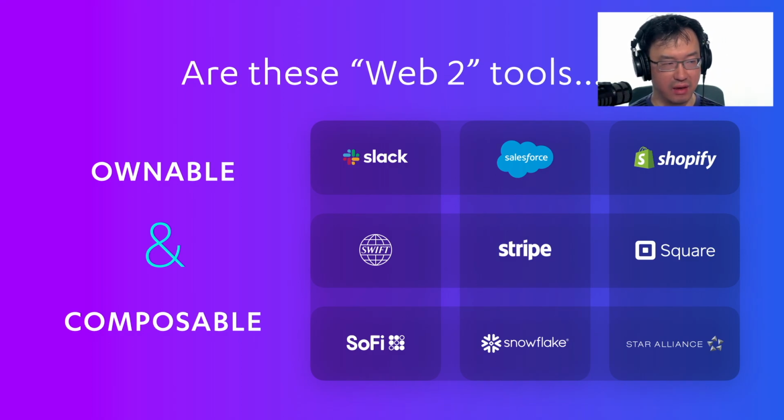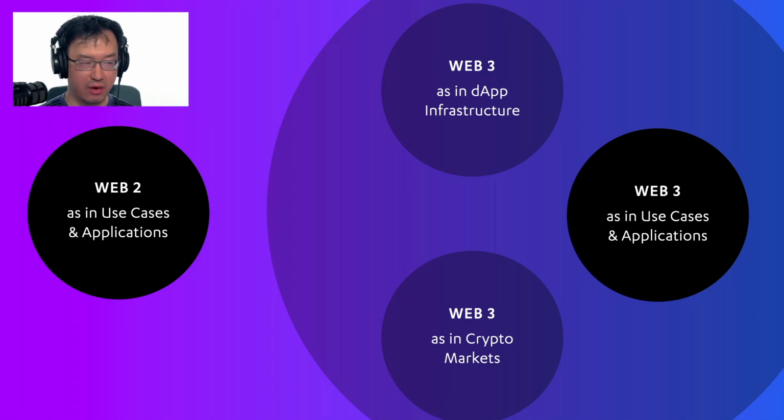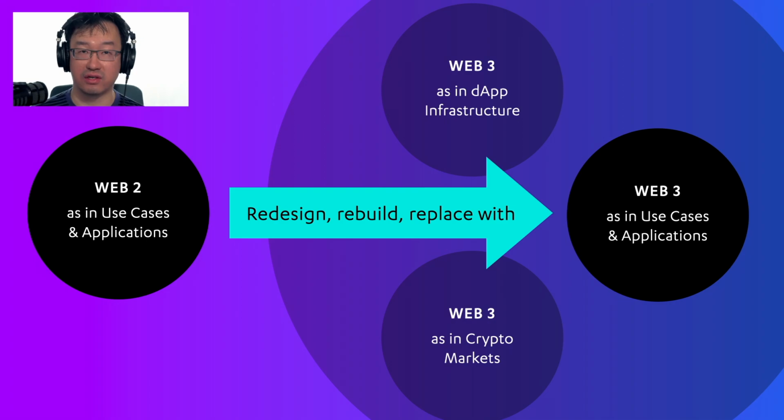So to me, what is going on with all those S's, the Salesforce, the Stripe, is Web 2. And this great migration requires that we redesign, rebuild, and replace it with Web 3 variants of these tools. We're not going to see Salesforce open up the database and say, hey, all the records are now owned by your keys, and you can take your data and put it in a competitor.